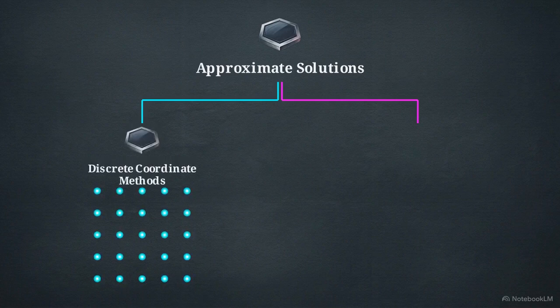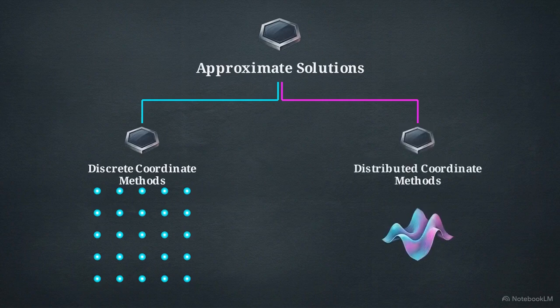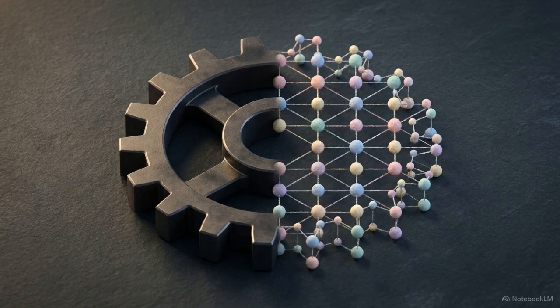On the right are distributed coordinate methods. Instead of looking at individual dots, this framework evaluates mathematical functions across continuous, unbroken spaces. Whether you choose to slice a physical problem into a set of discrete dots or treat it as a continuous distributed domain dictates every subsequent mathematical tool you can deploy.